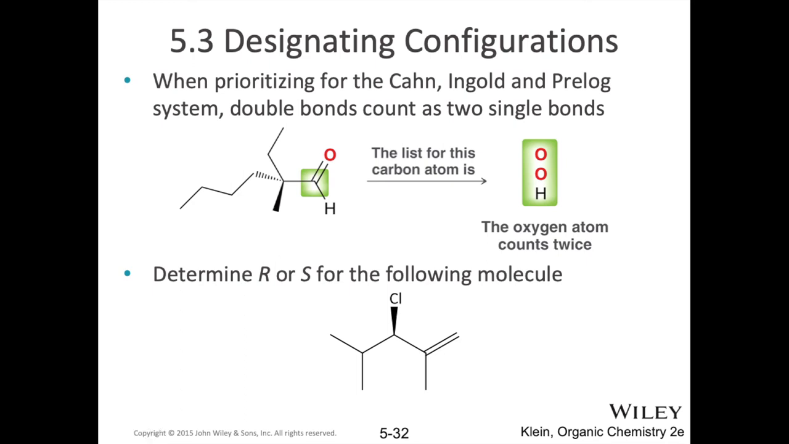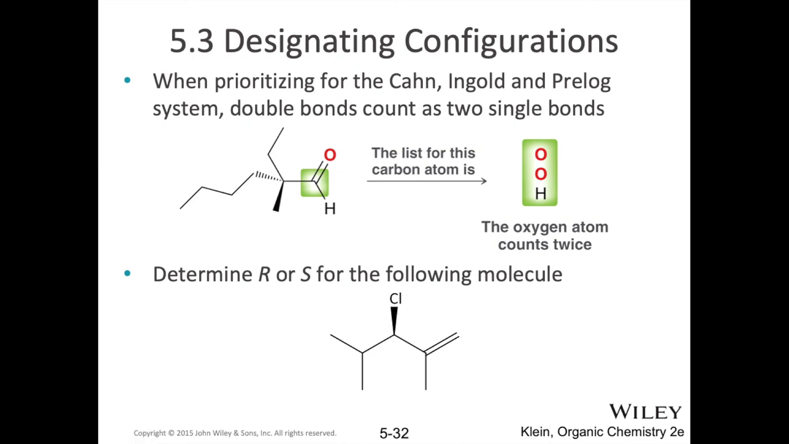What do you do if you have a double bond? A double bond counts the same as if you have single bonds to two of that atom. So here we have a carbon with a double bond to an oxygen. That lists oxygen twice in our tiebreaker list. Okay, with that in mind, have a look at this molecule here and determine if it's R or S. And you're going to use some of these tiebreaker rules when differentiating between this carbon and this carbon. Okay, so please note this is your chiral center here in the middle.